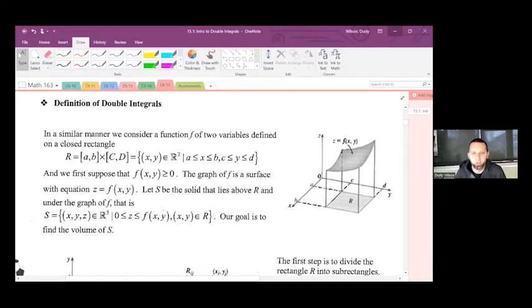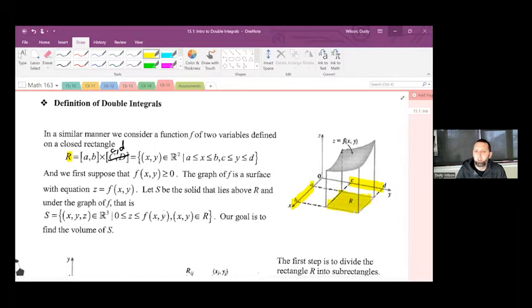So definition of double integrals. In a similar manner, we consider a function f of two variables defined on a closed rectangle R from a to b by c to d. These should be lowercase c's and d's. Where this region would be the set of all (x, y) in R2 such that a is less than or equal to x is less than or equal to b, and c is less than or equal to y is less than or equal to d. So let's just make sure you're tracking what's going on. So our rectangle R is this region at the base in the picture, and the x values are going from a to b, and the y values are going from c to d.